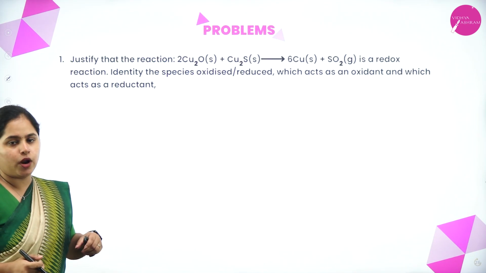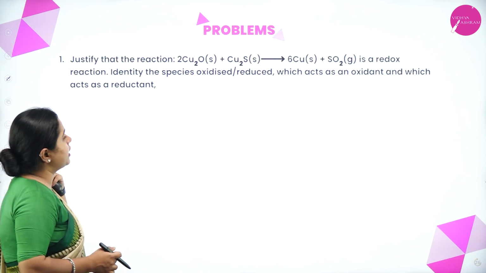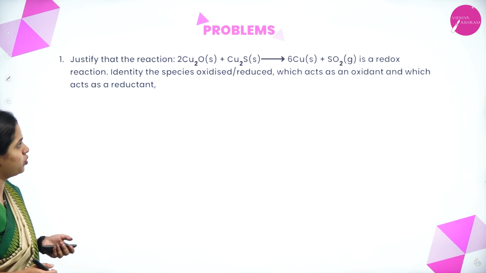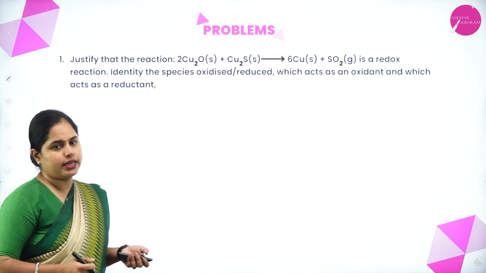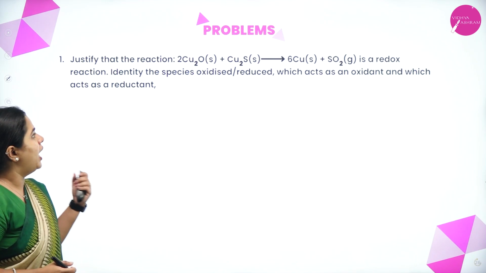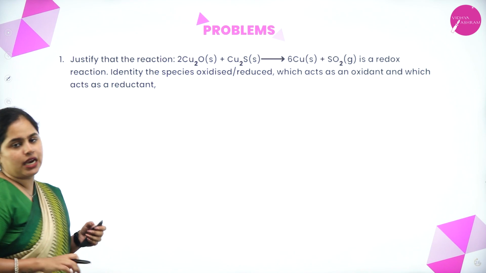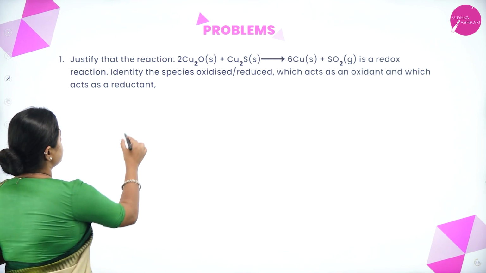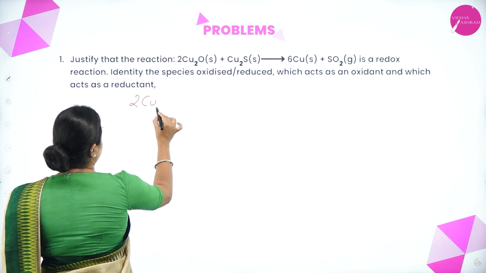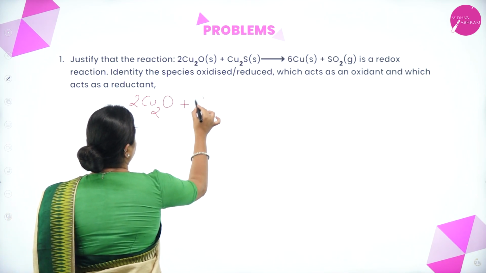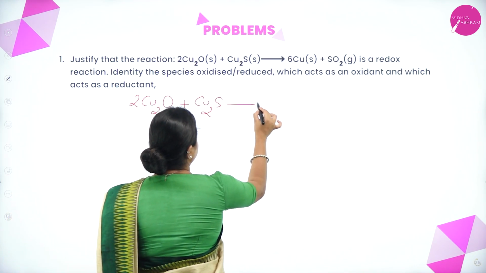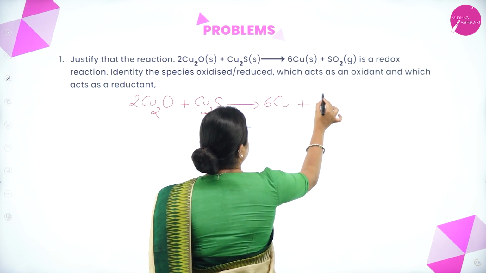So now let's do a problem based on this. Justify that the reaction 2Cu2O plus Cu2S gives 6Cu plus SO2 is a redox reaction. Identify the species getting oxidized or reduced, which acts as oxidant and which acts as reductant. Okay, so let's write down the reaction: 2Cu2O plus Cu2S gives 6Cu plus SO2.